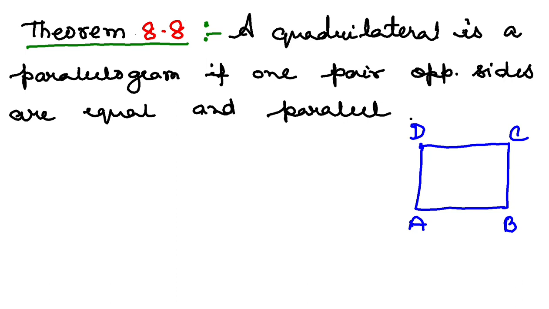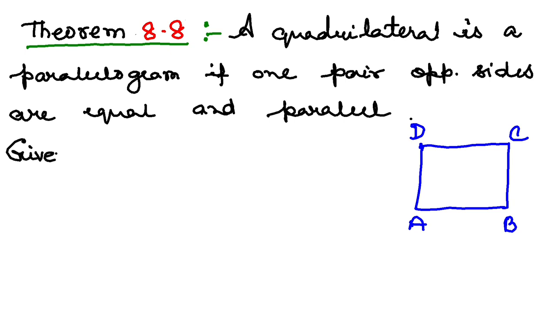However, you need not check both the pairs of sides. If, for example, you know that AB is equal to CD and AB is parallel to CD, then you can say ABCD is a parallelogram. That means you need not care about the sides AD and BC. Getting my point or not? Let me write it for you so that you understand.